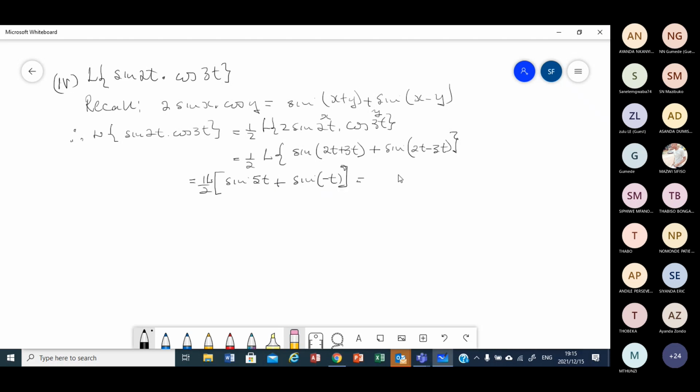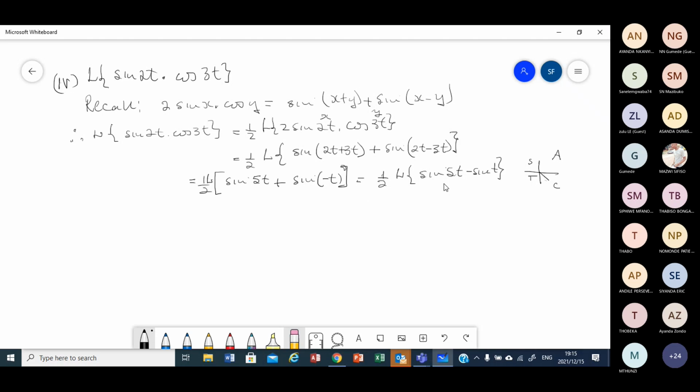That becomes, before I take the Laplace, I still have half Laplace of, there's nothing wrong with this one there. But now here, sine of minus t, be careful. In which quadrant is this angle? It is in the 4th quadrant, where all students take chemistry. In the 4th quadrant, sine is negative, so we drop that. So it's minus sine t.